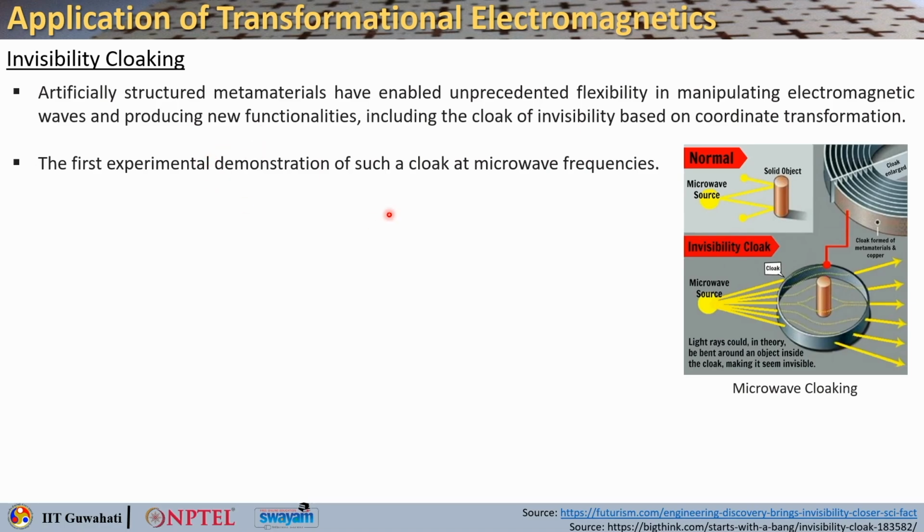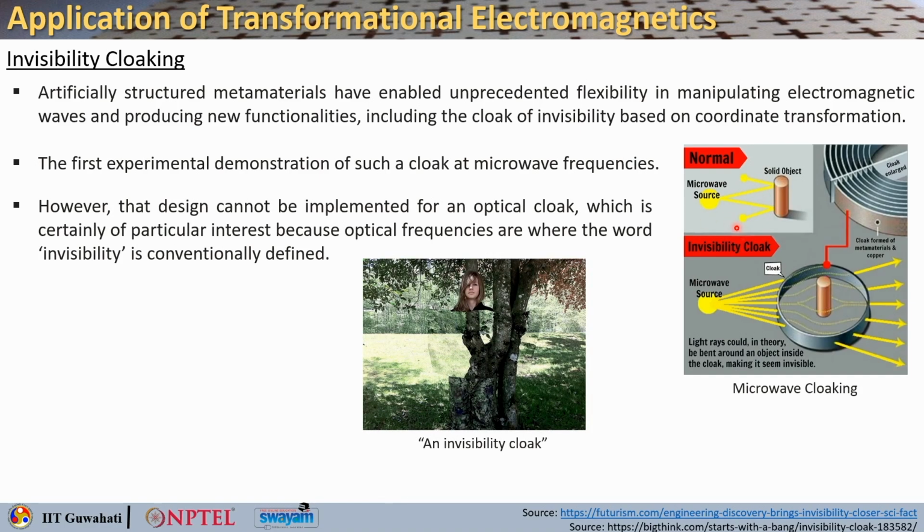So the first experimental demonstration of such a cloak was done at microwave frequencies, where normally you have a solid object, and if you have microwave sources, the rays are reflected and it is basically detected. But if you have an invisibility cloak around this object, it is possible that the rays can bend around the object and pass undisturbed, as if there is no material in between.